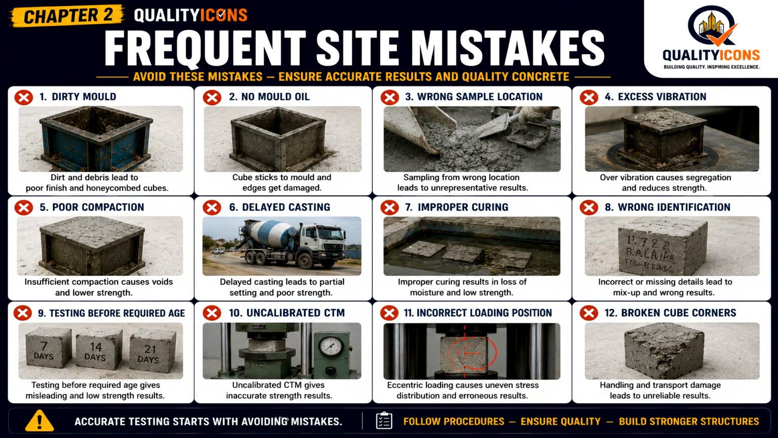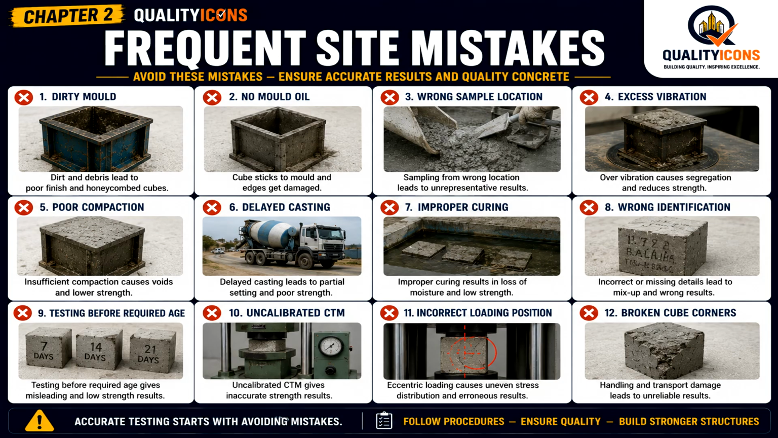These are the frequent site mistakes during cube casting and taking samples. Okay, please see the image. Avoid these mistakes to ensure accurate results and quality concrete. Molds without oil: without applying oil. Wrong sample collection: sampling from the wrong location leads to unrepresentative results. Excess vibration: over-vibration causes segregation and reduces strength. Poor compaction: insufficient compaction causes voids and lower strength. Delayed casting leads to partial setting and poor strength.